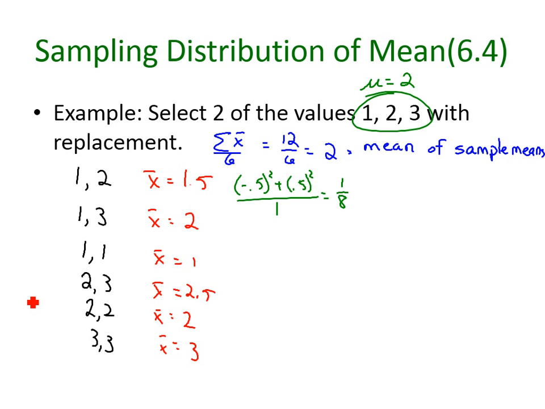If I look at this one, it's 1 above the mean and 1 below the mean, so 1 squared plus 1 squared, divided by 1, gives me 2. What's the variance on this one?